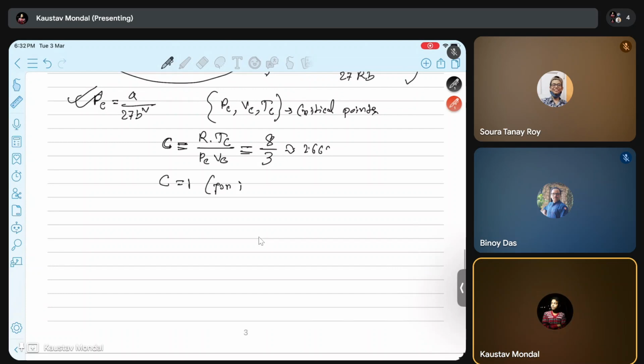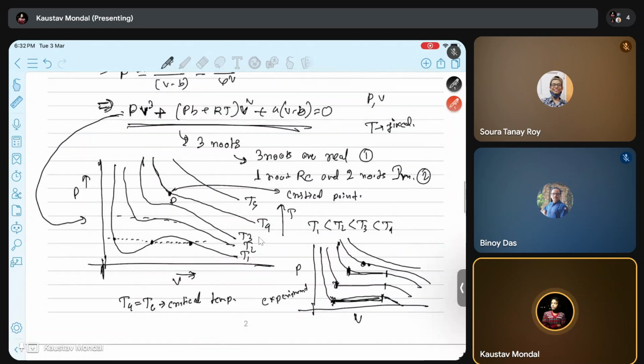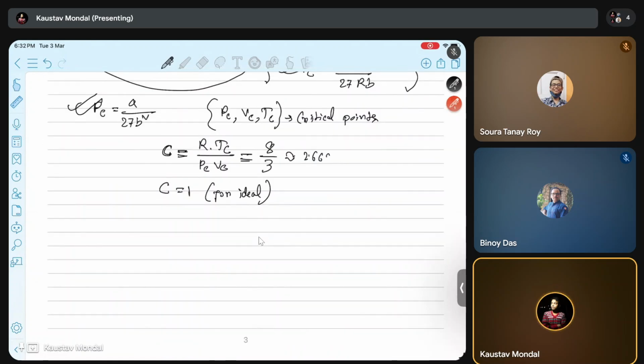Now there are actually different types of gas equations, just like van der Waals. Van der Waals is the most accepted one. Apart from van der Waals, there are other scientists who have proposed different equations of state to explain the behavior of real gas. For those equations, this value would be different. For van der Waals, it's 8 by 3, and for the ideal gas equation, it would be equal to 1.